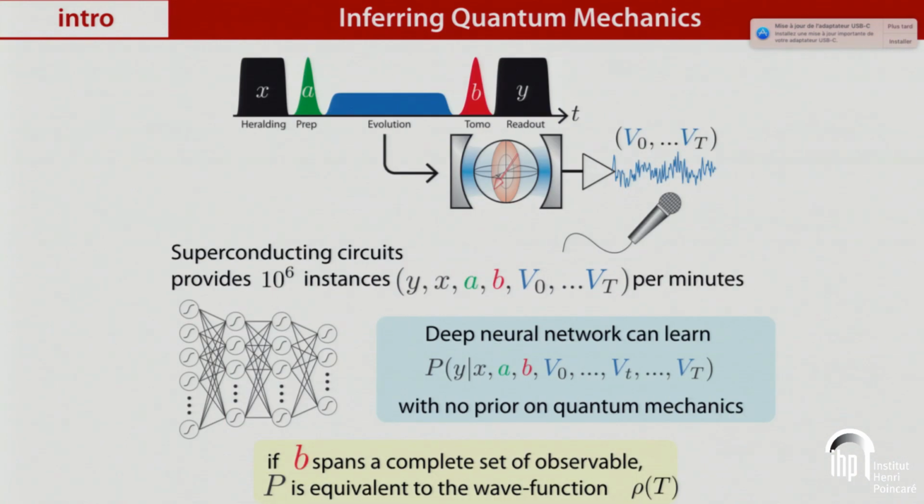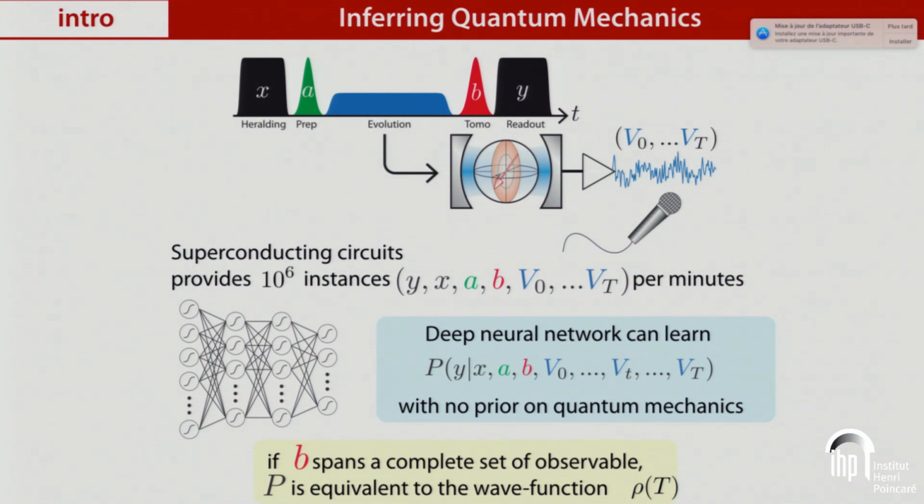Yeah. And so in our system, we are dealing with superconducting circuits. And so we have a very large set of data. We can produce 1 million traces of this type per minute. So the large amount of data is not the problem. It's not a problem at all for us. And so we'd like to infer this without any prior on quantum mechanics.